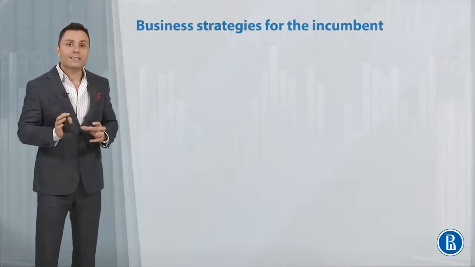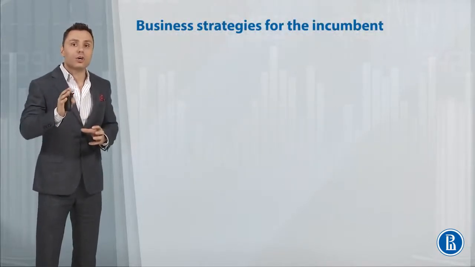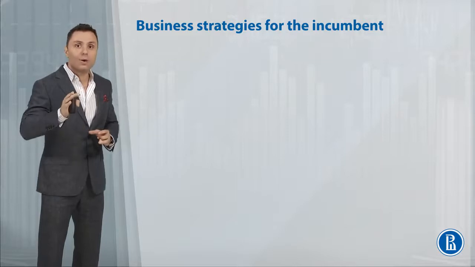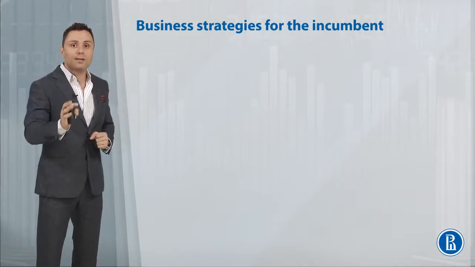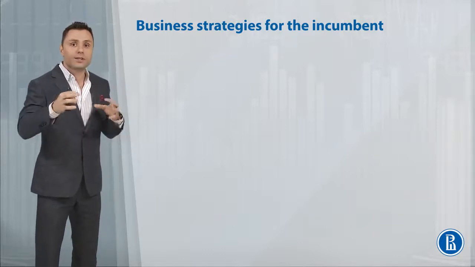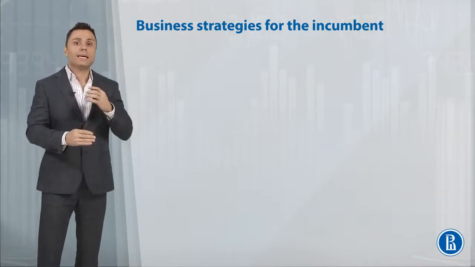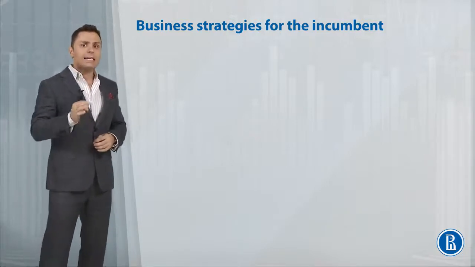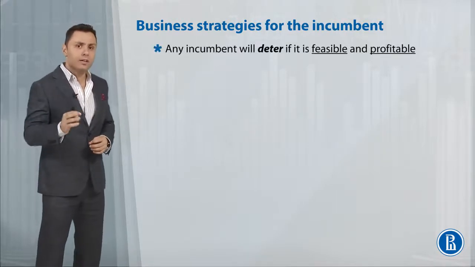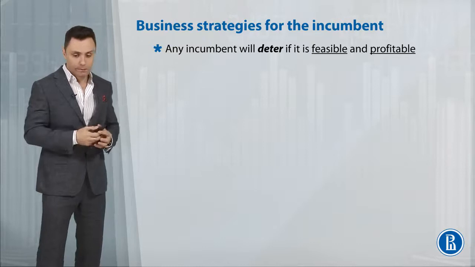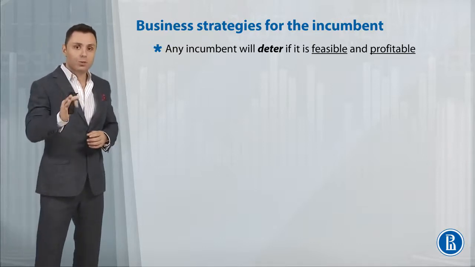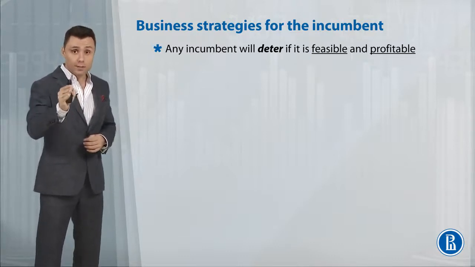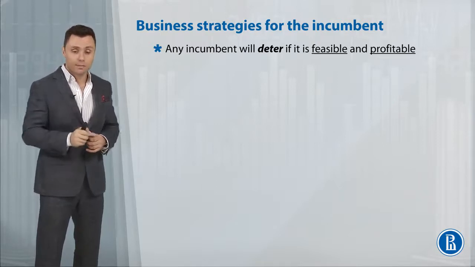So, let's talk about how strategic complementarity or substitutability and toughness or softness will affect the strategy of your business, the strategy in business in general about the competition in case that you have entry or potential entry. Any incumbent will deter if it's feasible and profitable. And let me use this exact time to ask you a question that you will have to answer. You will have to pause the video and answer this question for yourself.